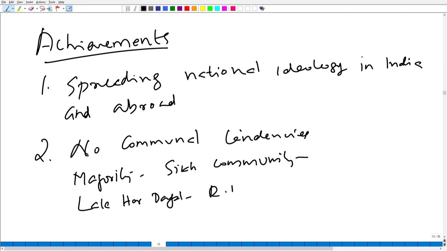Lala Hardayal and Raj Bihari Bose were Hindus. Their leaders were Lokamanya Balagangadhara Tilak, V.D. Savarkar and Aravinda Ghosh. Communalism did not affect the Gadhar party. Even though the majority belonged to the Sikh community, they accepted non-Sikhs as well. Lala Hardayal was a Hindu. Raj Bihari Bose, who engineered an armed revolt in 1915, even though it failed, also belonged to the Hindu community. Now the students may be well aware of the Gadhar party.